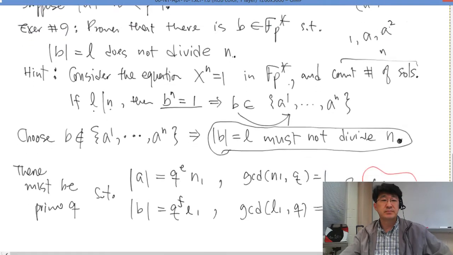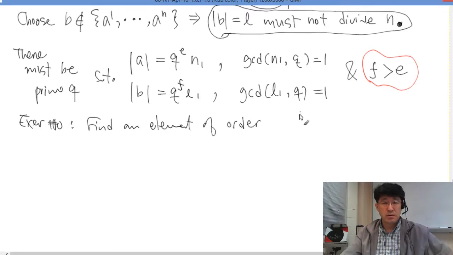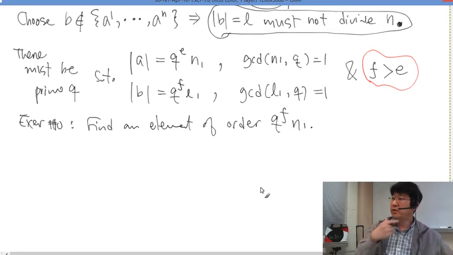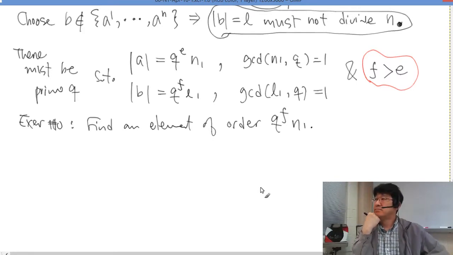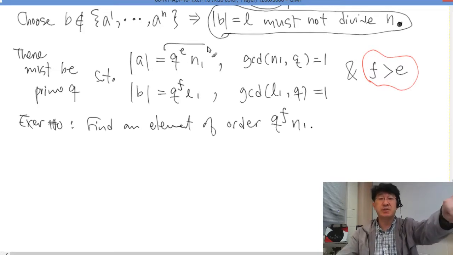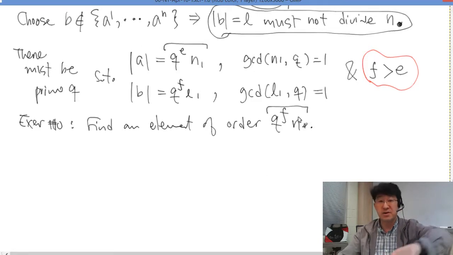All right. Final exercise today. Exercise 10. Find an element of order q to the f times n1. Why am I looking at q to the f times n1? Here is q to the e times n1, right? That's right. This would be a bigger order than that one, right? Because it's bumped up the power.